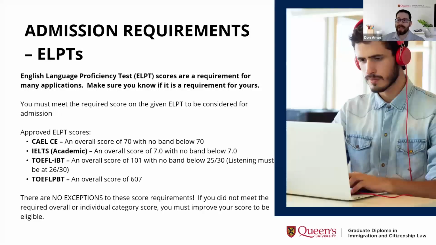You may have a fantastic overall score, but say your writing or listening scores are just under that 7.0 or 70 or additional score requirement. That means your score is not eligible for admission consideration. You will have to submit a new ELPT that does meet.